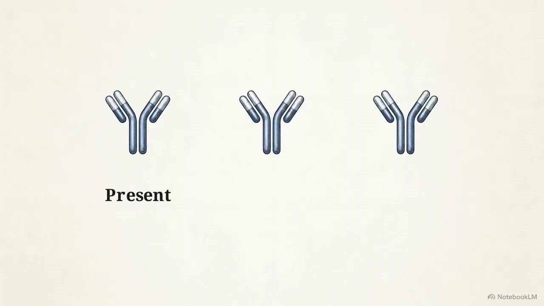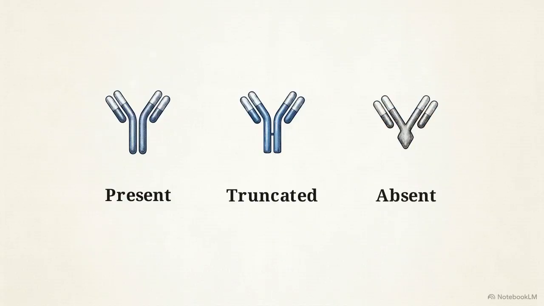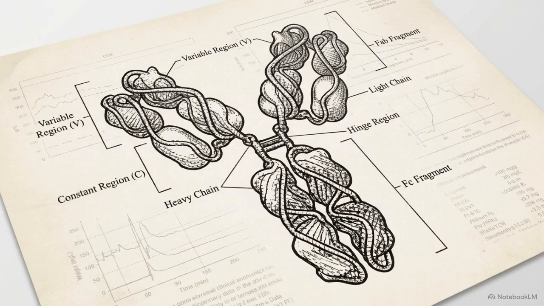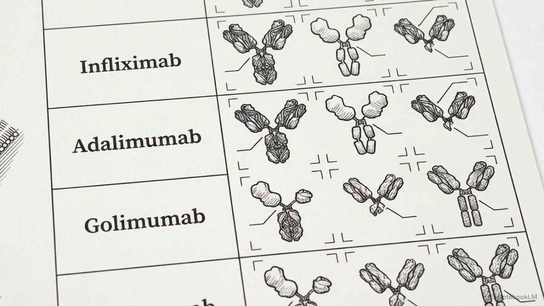Whether the Fc region is present, truncated, or completely absent dictates critical secondary functions, such as cellular cytotoxicity and receptor cross-linking. These structural variations establish the clinical boundaries for each drug, serving as a primary roadmap for their utility and their limitations. Let us look at the first category on our matrix, the full-length monoclonal antibodies.